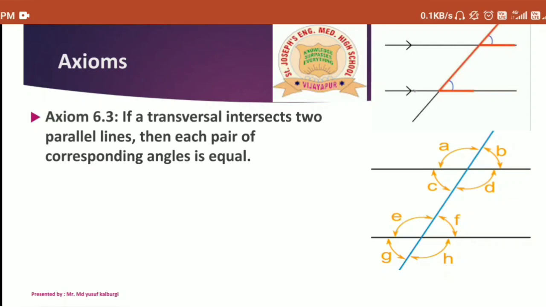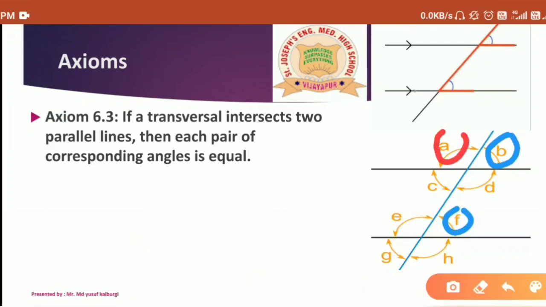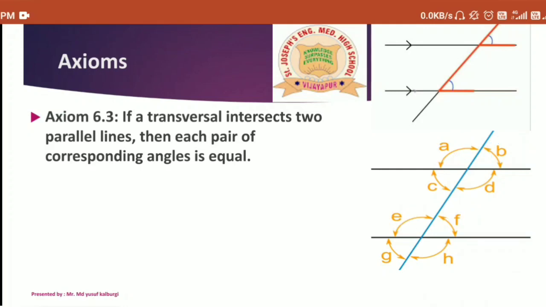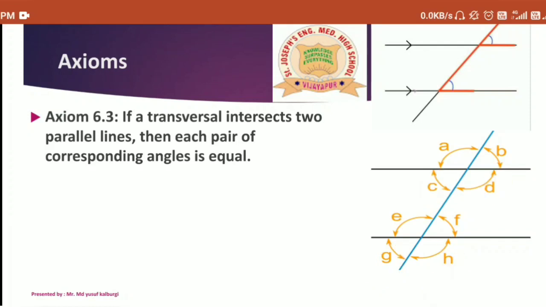Okay, this is what axiom 6.3 says. If the transversal intersects two parallel lines, then each pair of corresponding angles is equal. Means if you see the second figure, angle B is equal to angle F, then angle A is equal to angle E, then angle C is equal to angle G, then angle D is equal to angle H. See, these are corresponding pairs of angles. They are equal only when the pair of lines are parallel.